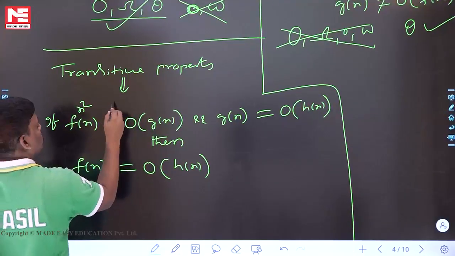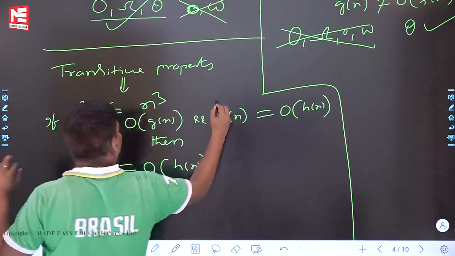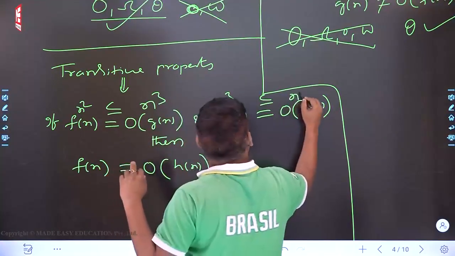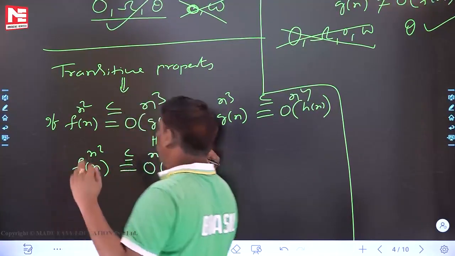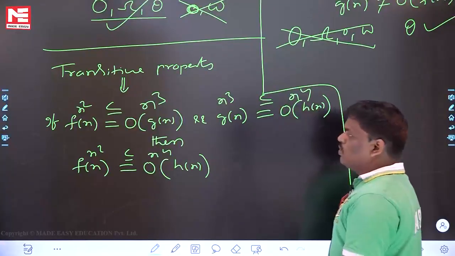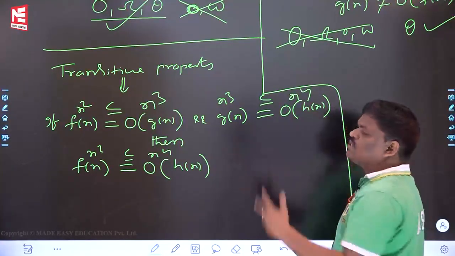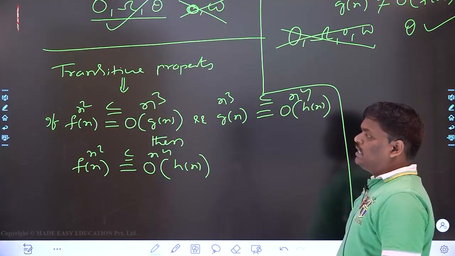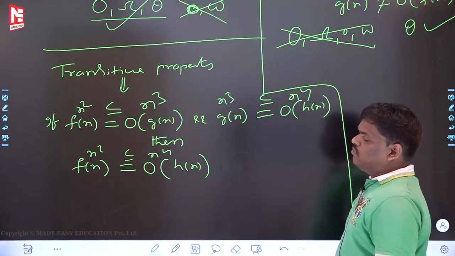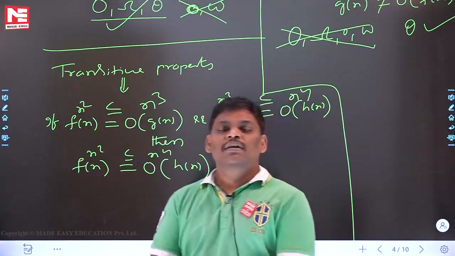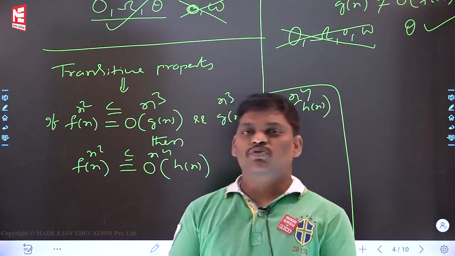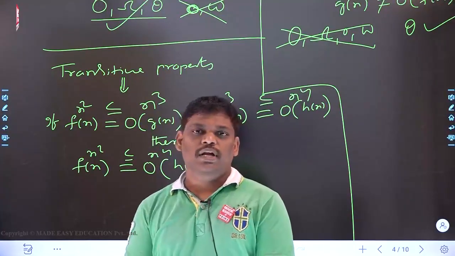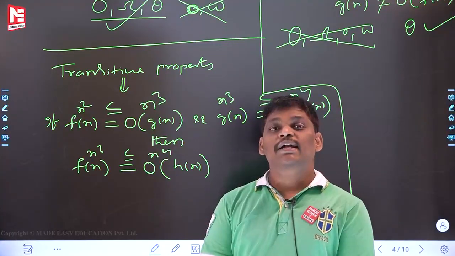N square is less than or equal to n cube. N cube is less than or equal to n power 4. Then definitely n square is less than or equal to n power 4. True. I think big O is satisfied. Reverse it, omega is also satisfied. Then theta is also satisfied. Why is theta satisfied? N square is theta of n square, n square is theta of n square, then n square is theta of n square. Big O satisfied, omega satisfied, theta also satisfied.